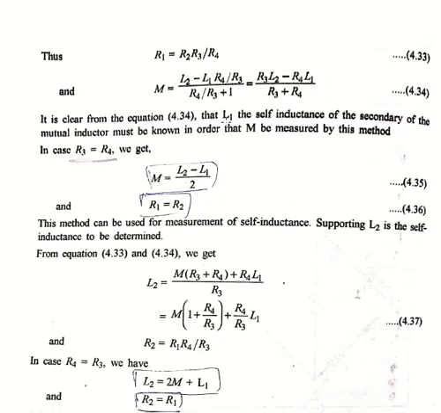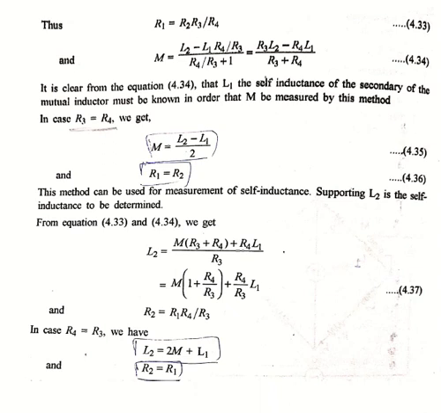By comparing the imaginary term, we will have our mutual inductance, which equals (L2 minus L1 R4 divided by R3) whole divided by (R4 by R3 plus 1). If we cross multiply this R3 with our L2, and this R3 in the denominator, the R3 of the upper part and lower part will get cancelled out. So our mutual inductance will equal (R3 L2 minus R4 L1) whole divided by (R3 plus R4).